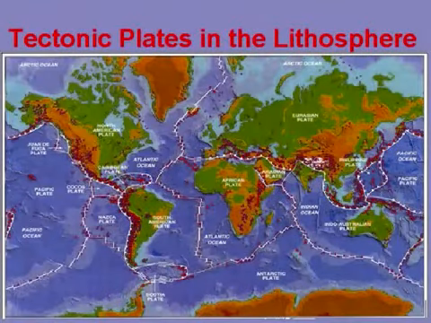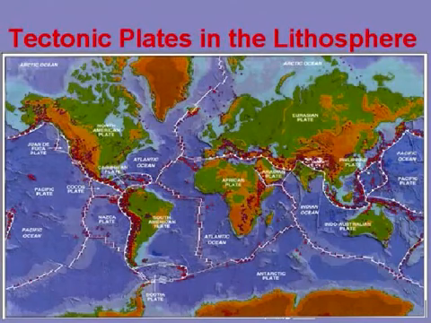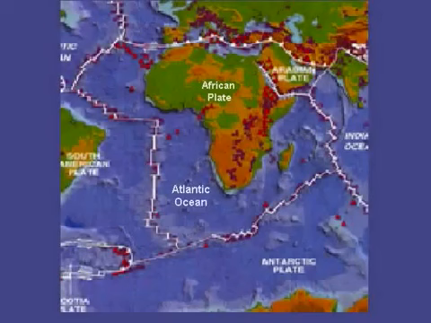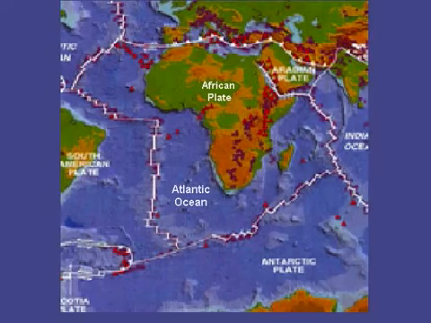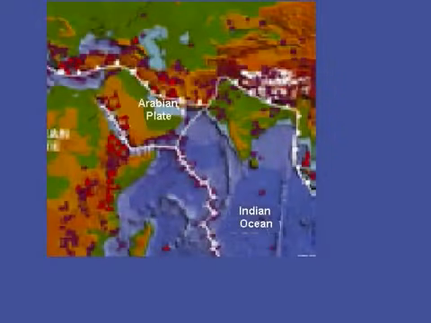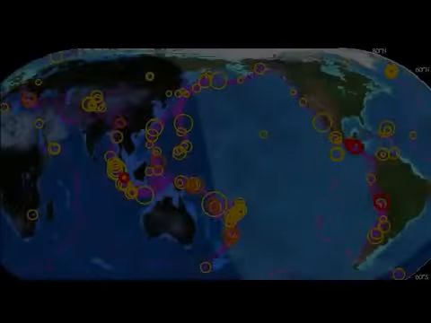Earlier, I talked about the tectonic plates in the lithosphere. These plates have been identified and plotted on this map. This is the African plate. As you can see, it extends far out into the Atlantic Ocean. It is bigger than just the landmass of the continent. We are sitting on the Arabian plate.